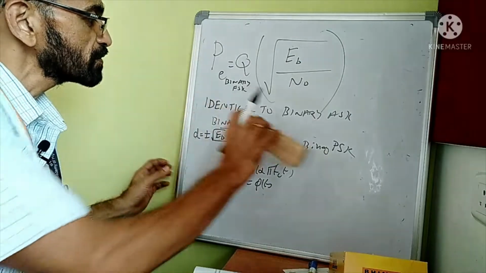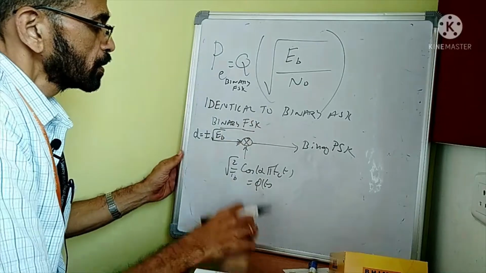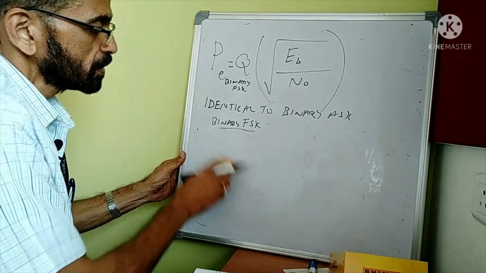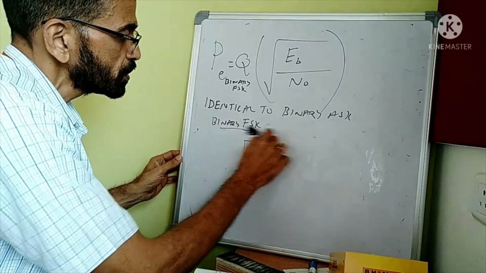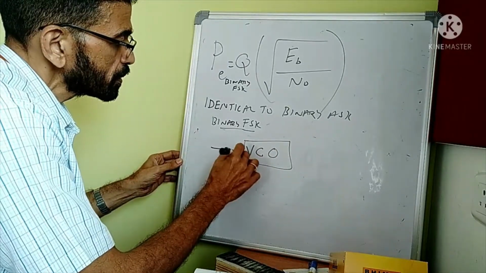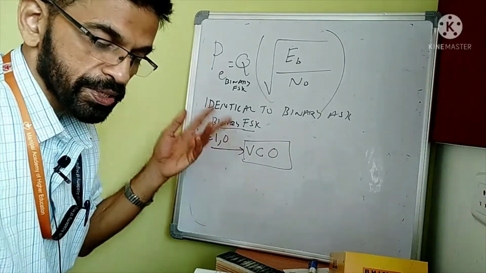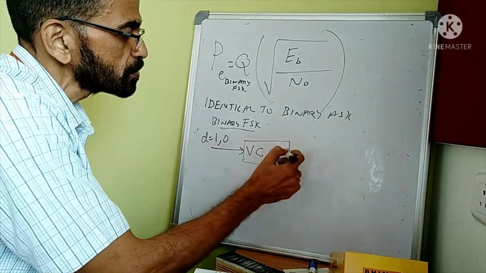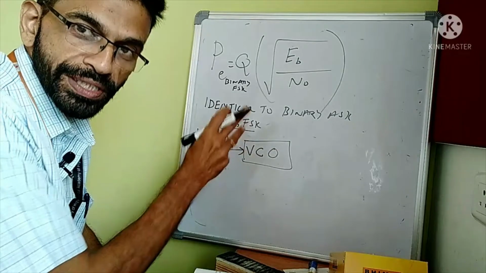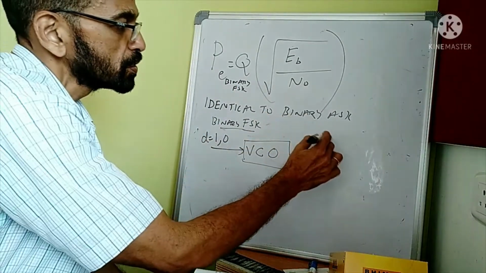And when it comes to binary FSK, we need a voltage controlled oscillator, and the input D is 1 or 0, one of the two symbols represented as 1 and 0. Depending on these symbols, we can represent them in terms of voltage levels, and depending on those voltage levels, the VCO output frequency will change.